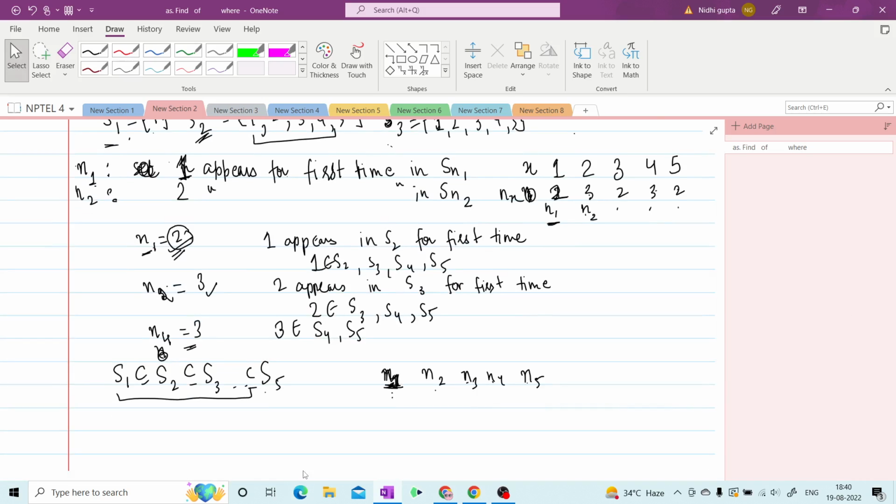So what are the possibilities for n1? N1 is counting. N1 is basically 1, 2, 3, 4, 5. These are the possibilities, right? And 0 also. It can be that 0, and 6 also. That means it is a possibility that one is not belonging to any of these sets. That is also a possibility.